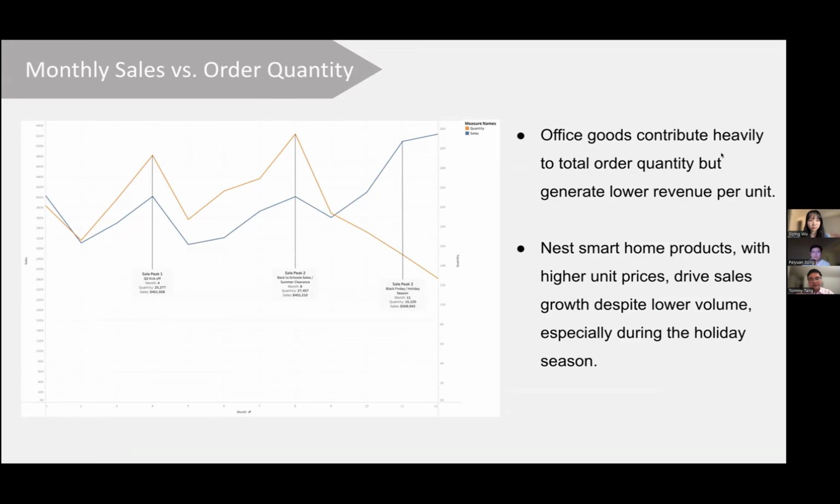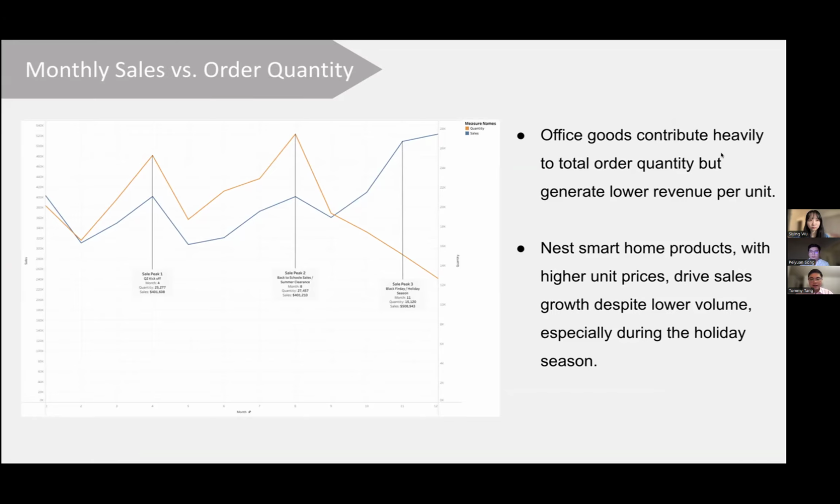So we notice that the office products contribute a large share of the total quantity. However, they have a very low sales price per unit. And the office product order quantity goes down, maybe because it is the holiday season, so people are less driven to purchase the products.